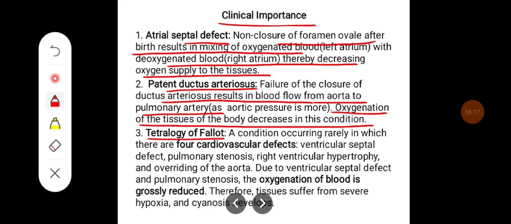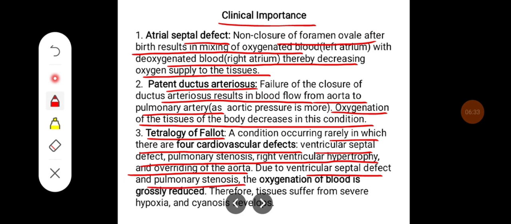Tetralogy of Fallot, a condition occurring rarely, in which there are four cardiovascular defects: ventricular septal defect, pulmonary stenosis, right ventricular hypertrophy, and overriding of aorta. Due to the ventricular septal defect and pulmonary stenosis, oxygenation of blood is grossly reduced. Therefore, tissues suffer from severe hypoxia and cyanosis.